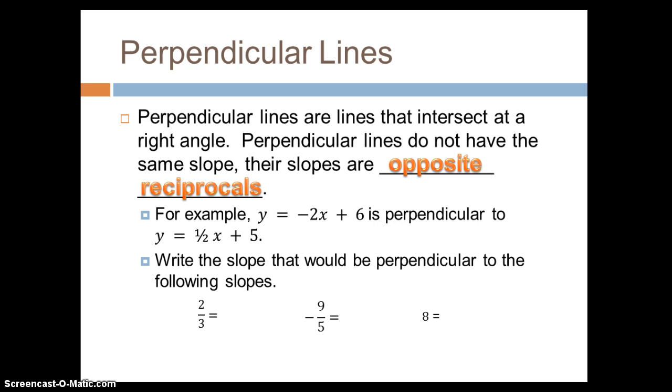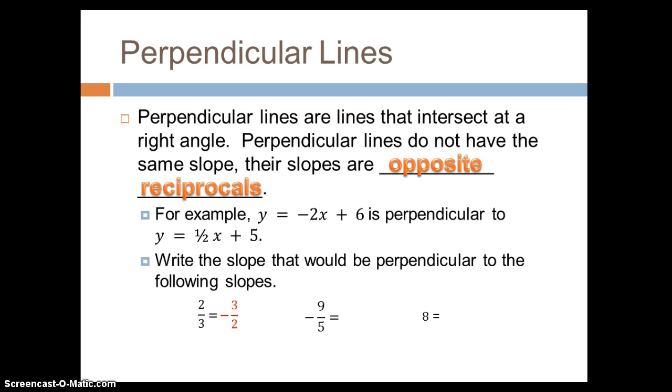So for example, y equals negative 2x plus 6 is perpendicular to y equals 1/2 x plus 5. Well, negative 2, when you flip it, becomes 1/2, and it's a positive and a negative, so those are opposite reciprocals, which means those lines are going to intersect at a 90-degree angle. Write the slope that would be perpendicular to the following slopes. Pause the video and try these 3.